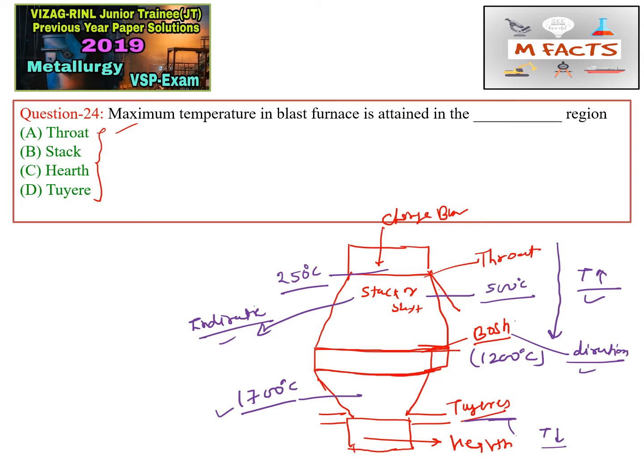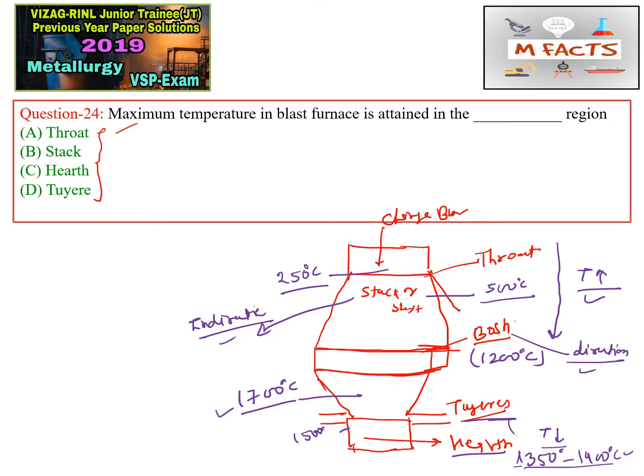Just below the Tuyere level it is around 1500, and this is the raceway temperature. At the hearth level it is 1350 or 1400 degrees centigrade, which is near the melting point of iron, that is 1530. So the hearth temperature range is 1350 to 1400 degrees centigrade.